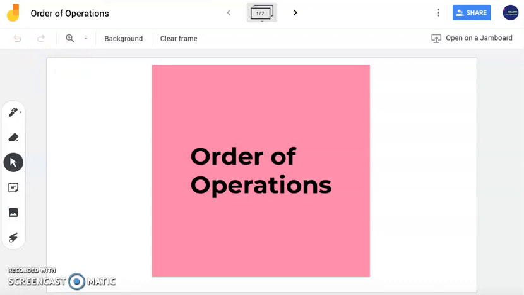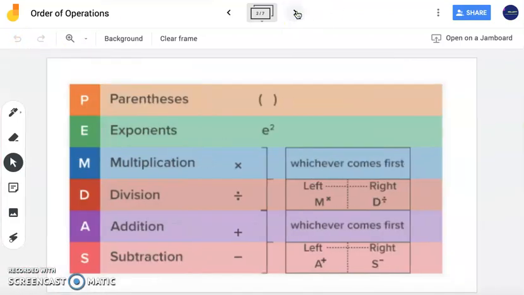Hello, today we're going to work on order of operations. Now, when you hear order of operations, you might think of PEMDAS. PEMDAS is just something to help you remember what order I should be doing each operation.